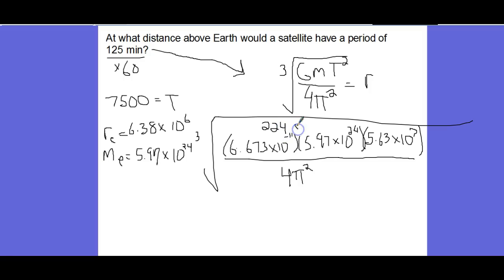And then I'm just going to multiply it. I'm going to add the exponents to figure out what they would be. So negative 11 and 24, because you're adding them, gives me 13. And then 13 plus 7 gives me 20. Right?